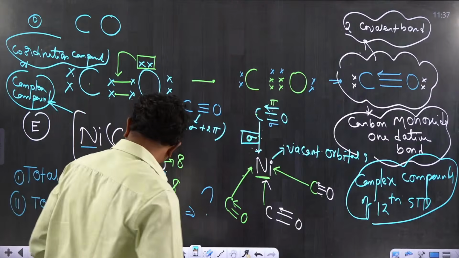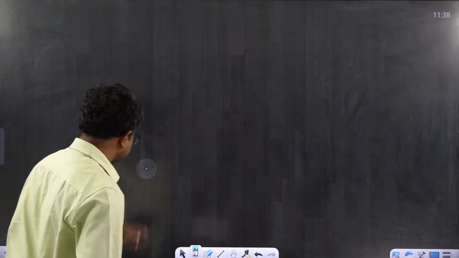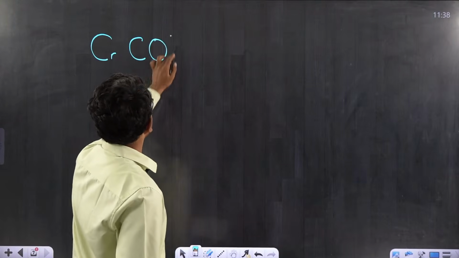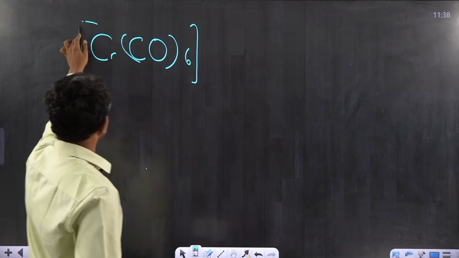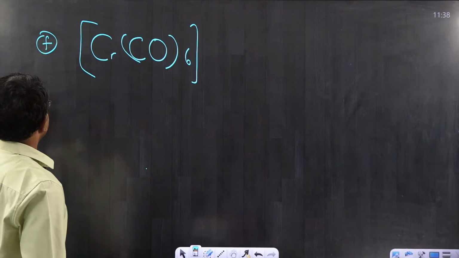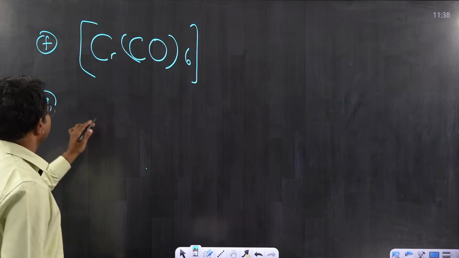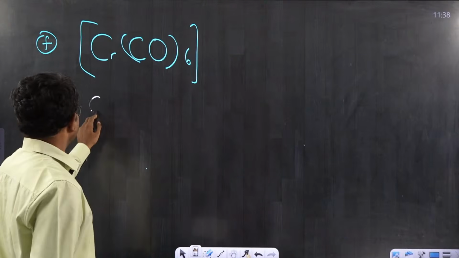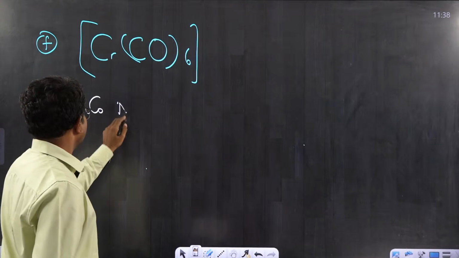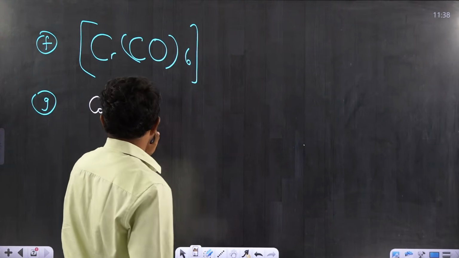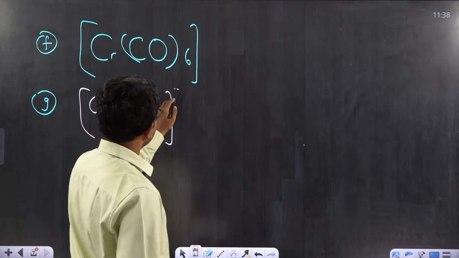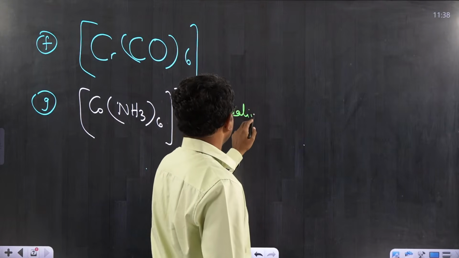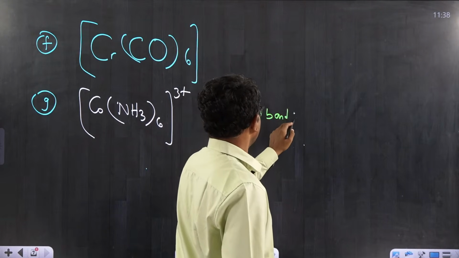Good. One more question of the same type I wanted to write. Cr(CO)6. Can anyone tell me the total number of dative bonds in this example? And then last one more example I wanted to give: Ni(CO)... let's say Co(NH3)6. Let's say I have given a compound. Can anyone tell me the total number of dative bonds over here, in this particular compound?